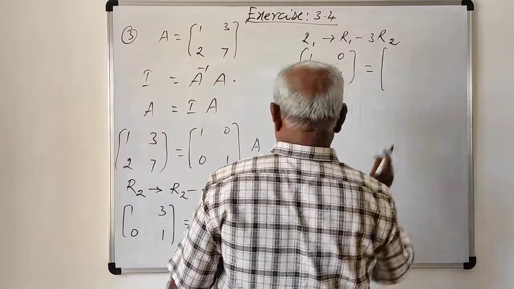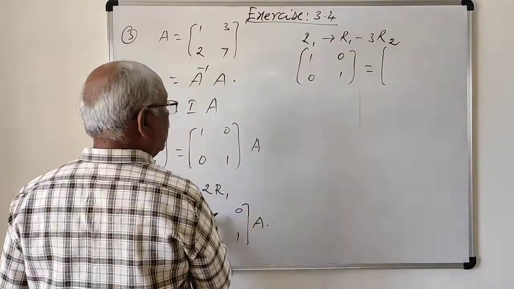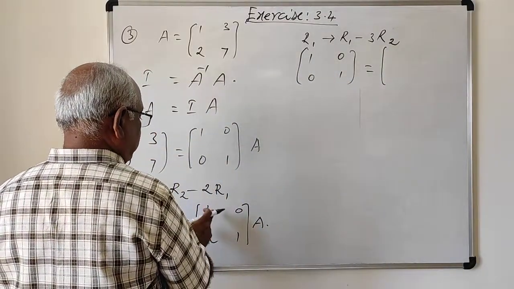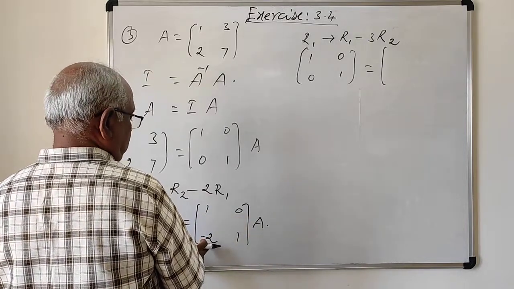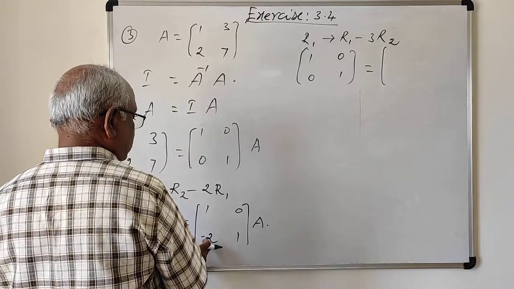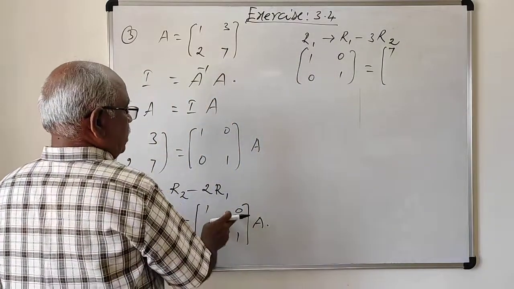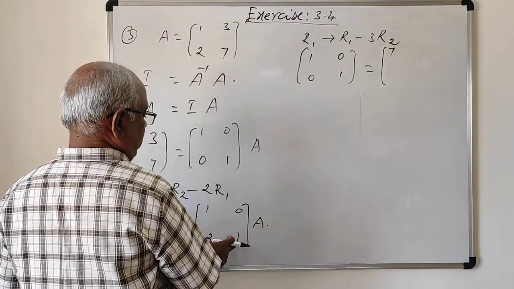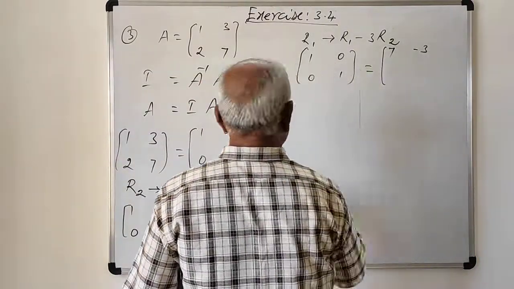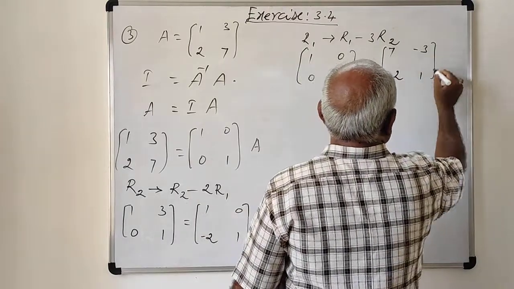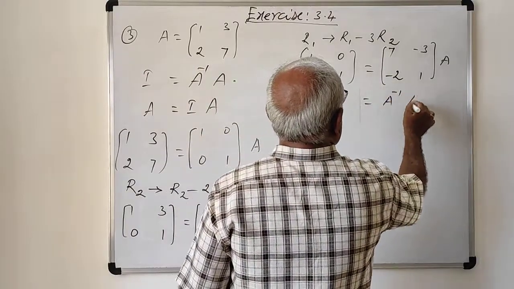Similarly, here also, you multiply R2 by 3 and subtract from R1. R1 is 1, minus 3 into minus 2 is plus 6, 1 plus 6, 7 you have. Here, 7. Then 0 minus 3 into 1 is minus 3. Minus 2, 1, into A. Therefore, I equal to A inverse into A you have.